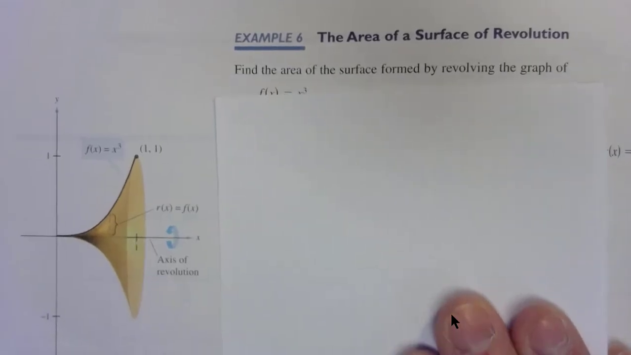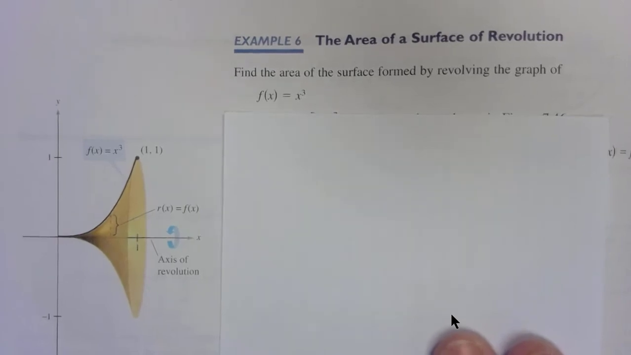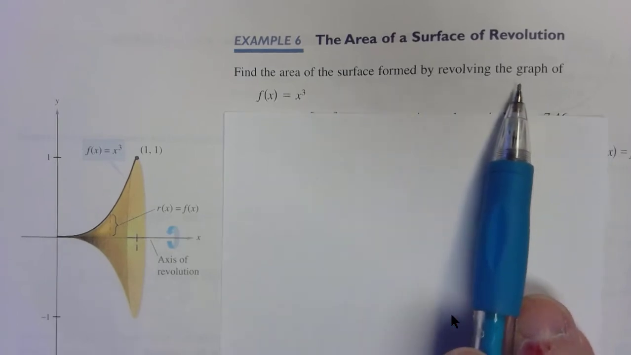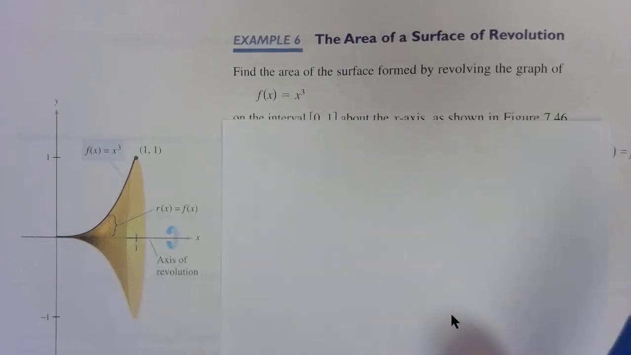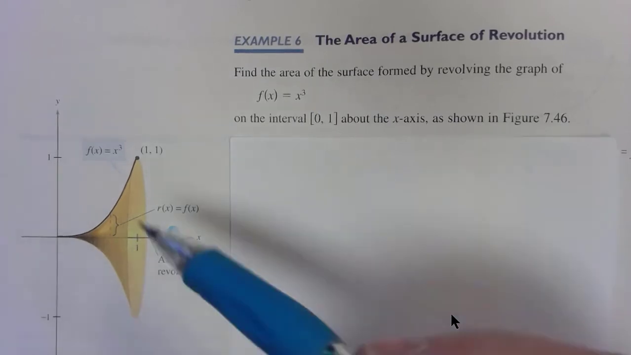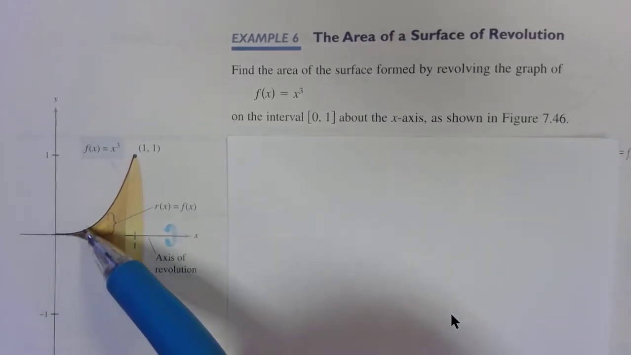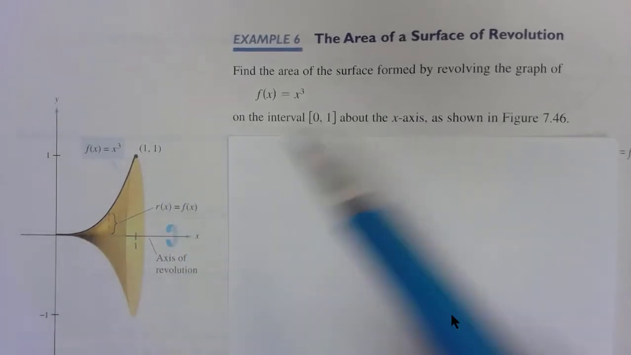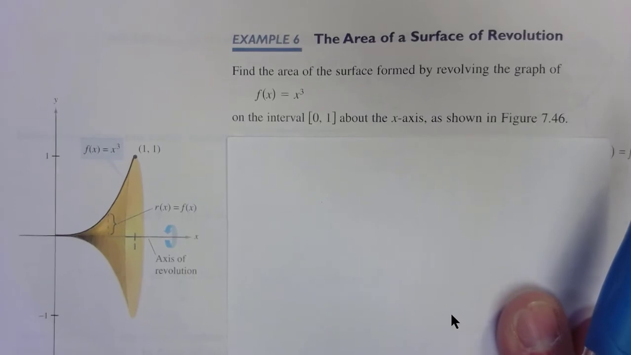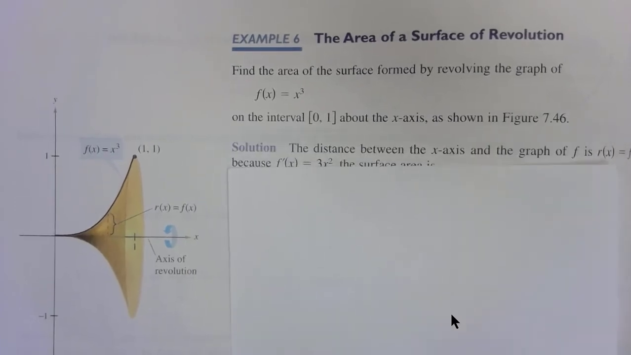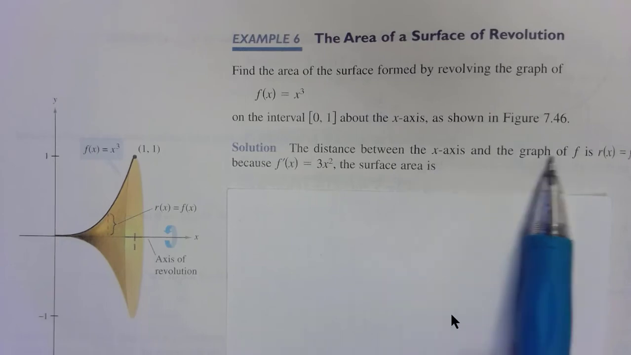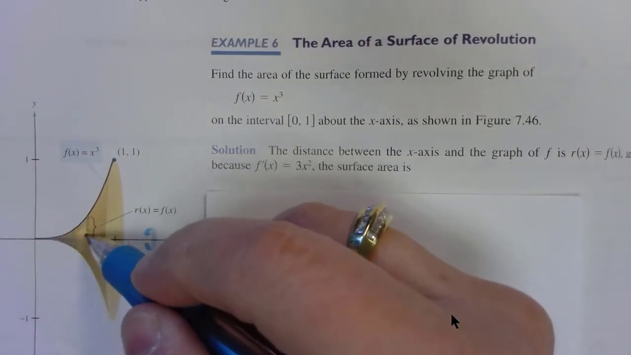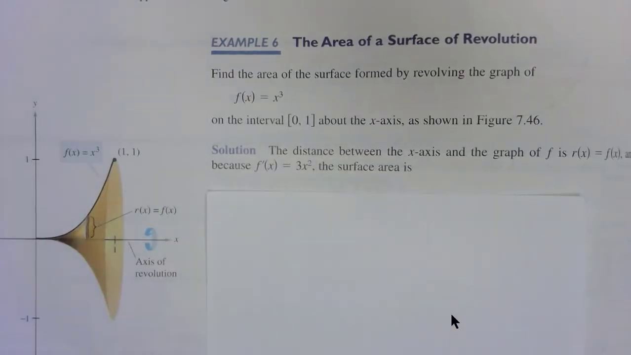So if we look at this example in our textbook, example 6, we can see it says to find the area of the surface formed by revolving the graph of f of x equals x cubed on our interval from 0 to 1. Now x cubed would look like this. We just have the part from 0 to 1 sketched, and we revolve that. Remember, we did this in axis of revolution. Kind of looks like a Hershey's Kiss if you think about it. So the distance between the x-axis and the graph of f is r of x. Here is our representative rectangle right here that we are using to revolve.